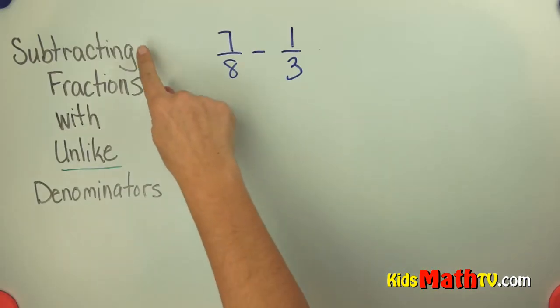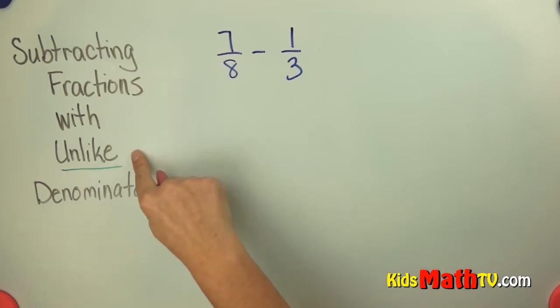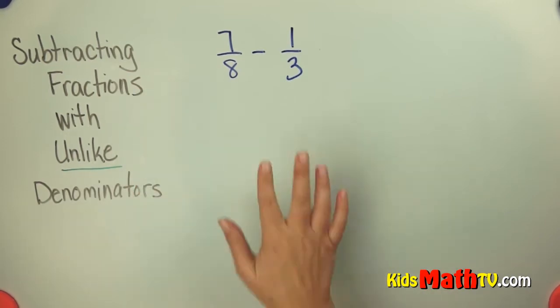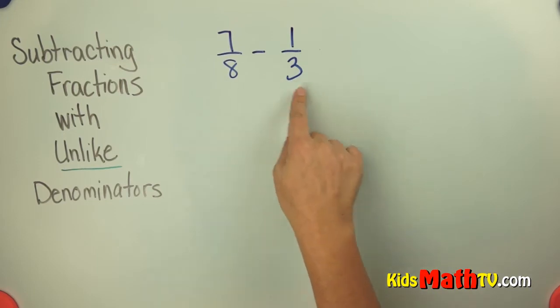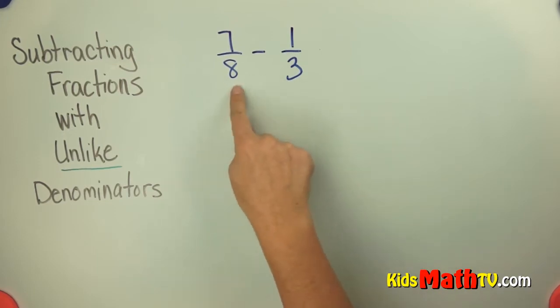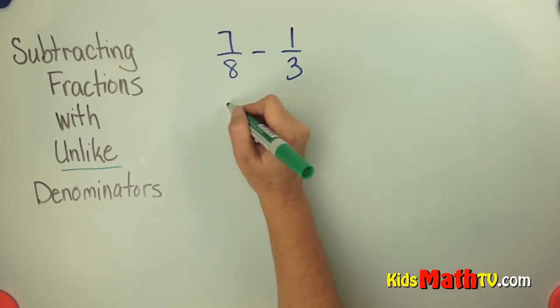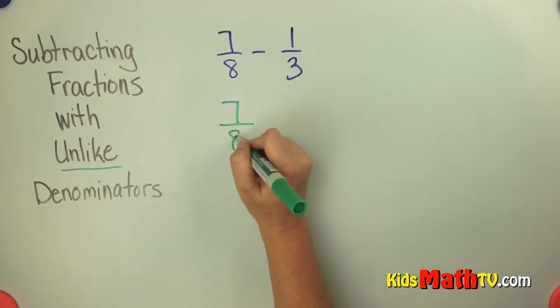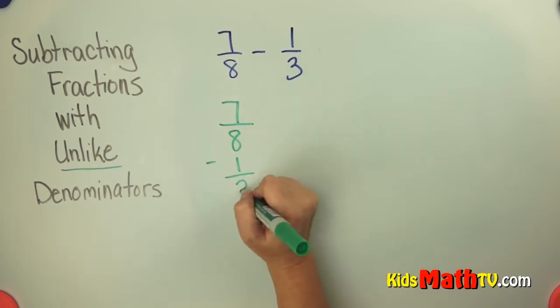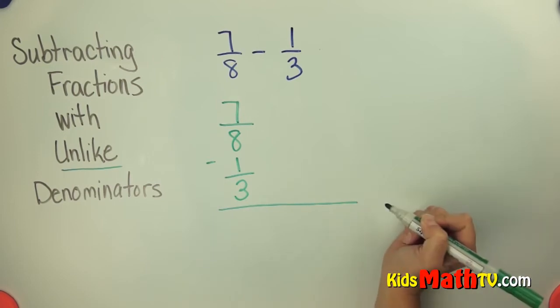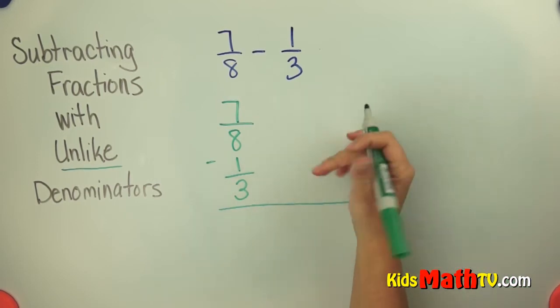In this lesson, you will learn about subtracting fractions with unlike denominators. Okay, so we have a problem: 7/8 minus 1/3. These denominators are unlike. I'm going to rewrite 7/8 minus 1/3 vertically. Okay, so I need to make a common denominator.